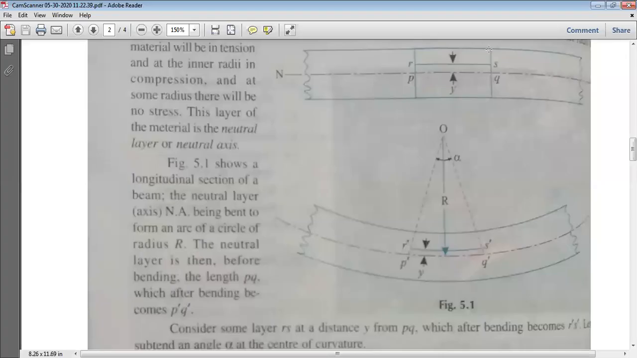So this is the figure that we were considering. We can see here this is the neutral axis, and this is the PQ element along the neutral axis that is just parallel to the RS element, that is slightly above the neutral axis and at a distance of y from the neutral axis. So this is quite clear now.